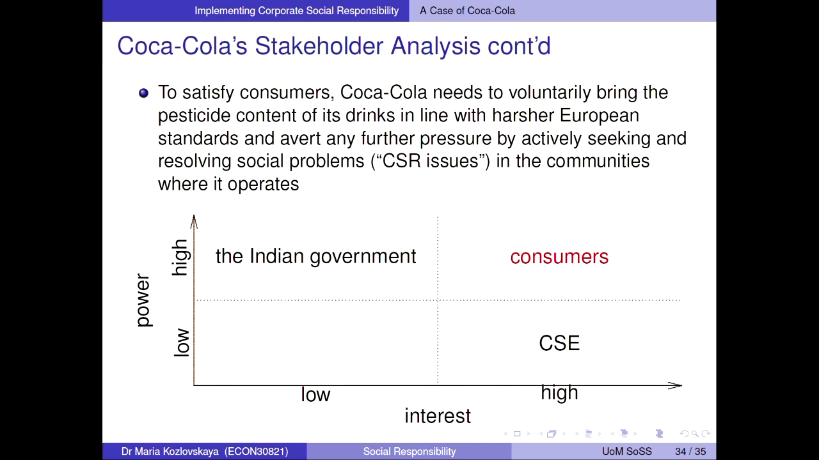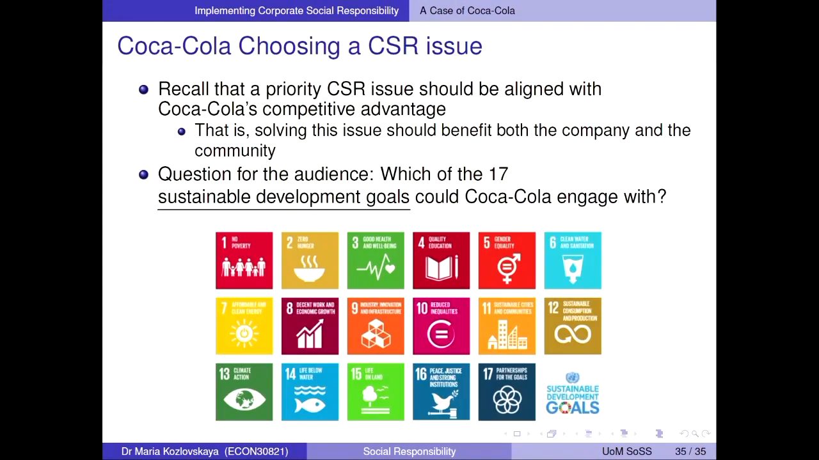So in order to improve its reputation and sales as a result, Coca-Cola should actively try and seek and resolve social problems, be proactive in their approach to CSR, and communicate what they did to consumers and communities. So the advice here would be to voluntarily bring the content of the drinks in compliance with stricter standards. And also, as we said, it's good to show that you care about bigger issues. So Coca-Cola should choose a big issue in line with its competitive advantage.